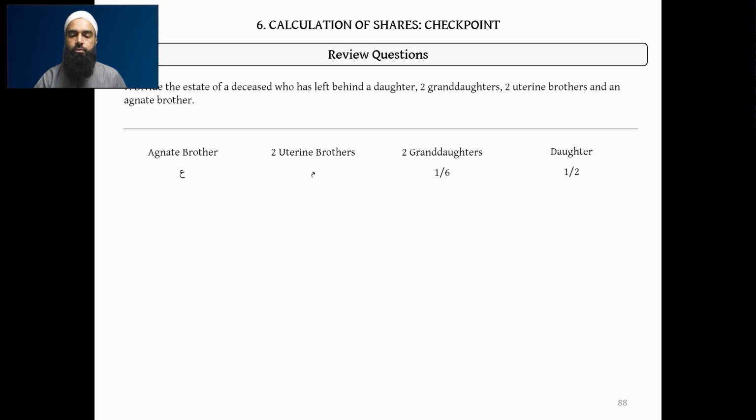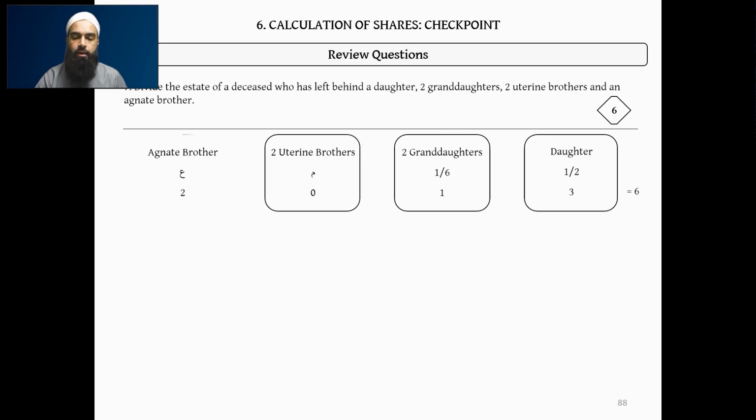So now what do we need to do? We need to take the half, the 2 there, and we multiply it by 3. So 2 times 3 is 6. So that's our divisor. So now we give the daughter half of that, which is 3. We give granddaughters 1/6 of that, which is 1. The uterine brothers will receive nothing. And the remaining, so we see 3 plus the 1 is 4. We got 2 remaining, so we give that to the agnate brother. So now that equals 6, so we are okay here.